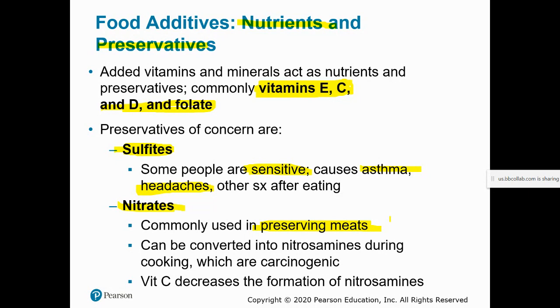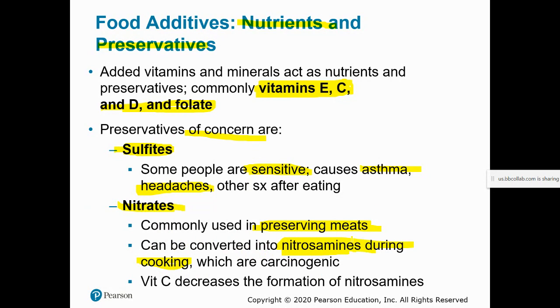Salamis and other cured meats often use nitrates in the curing process, or in the preservation process. These are of concern because when we humans ingest nitrates, our bodies convert them into something called nitrosamines. Nitrates can get converted into nitrosamines during cooking. Hot dogs are another common place where you would see nitrates, and often bacon too.